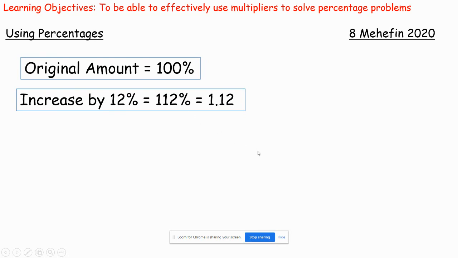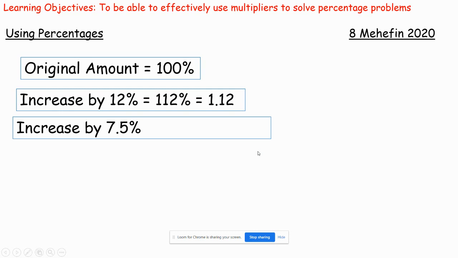So let's have a look at another one. We want to increase by 7.5%. Same process: we take the 100%, the original amount, add on 7.5, and you get 107.5%. Then we turn that into a decimal, divide by 100. The decimal point moves down a couple of places and we get 1.075. No more percent sign because it's not a percentage anymore, it's a decimal.